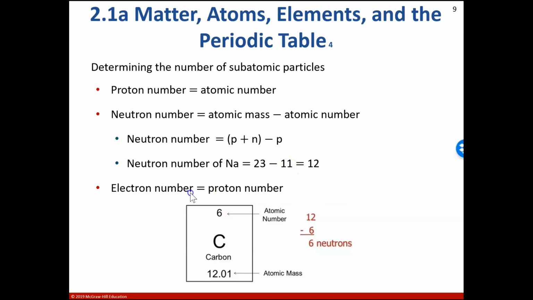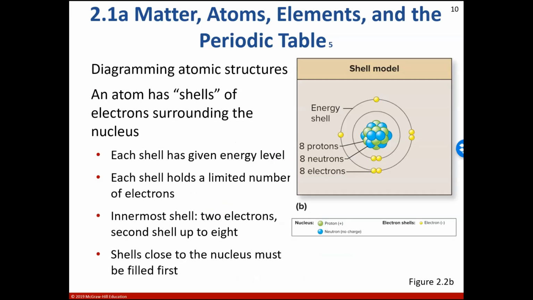And then our electron number is equal to the proton number. So if we wanted to know how many electrons in carbon, we would know that it is 6 electrons. And if we wanted to know how many electrons in sodium, that would be 11. It's always going to be equal to our proton number or the atomic number.